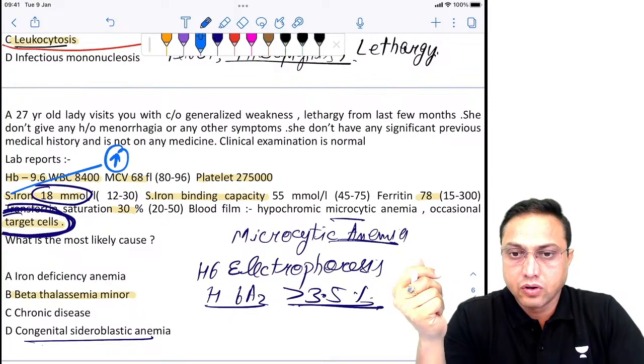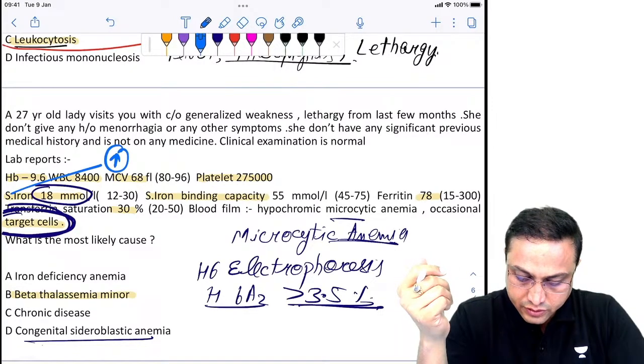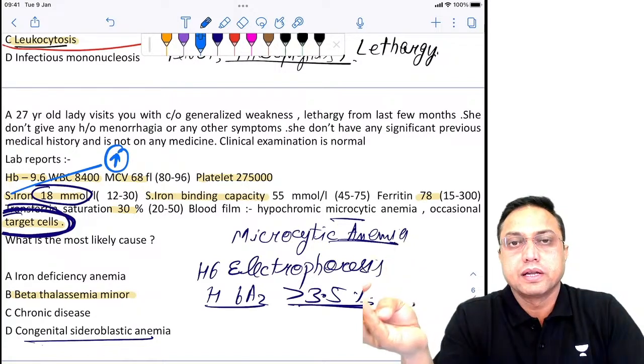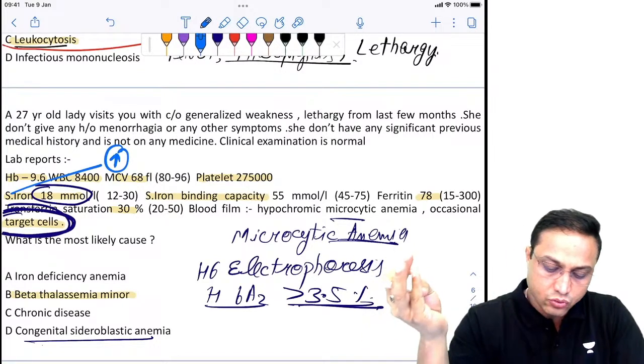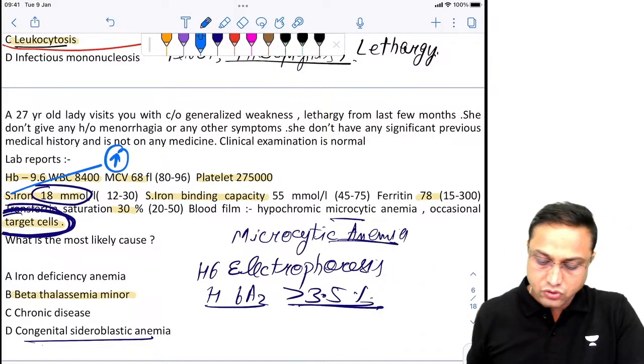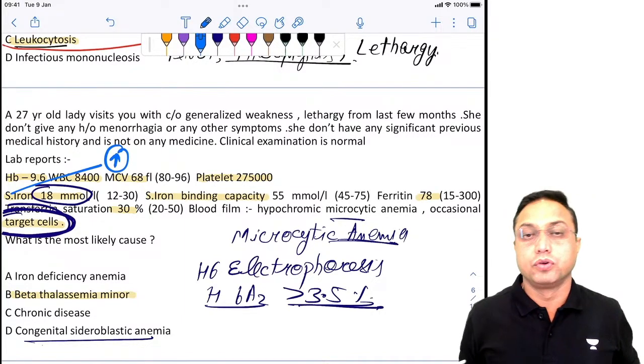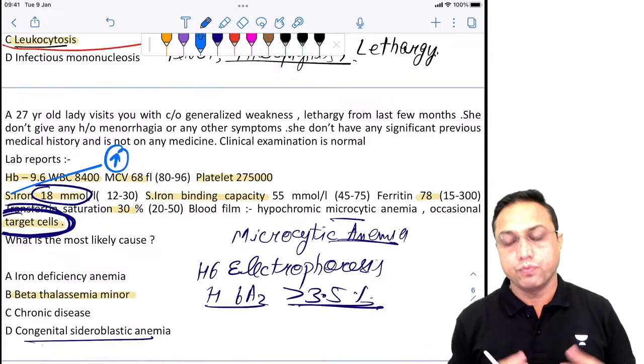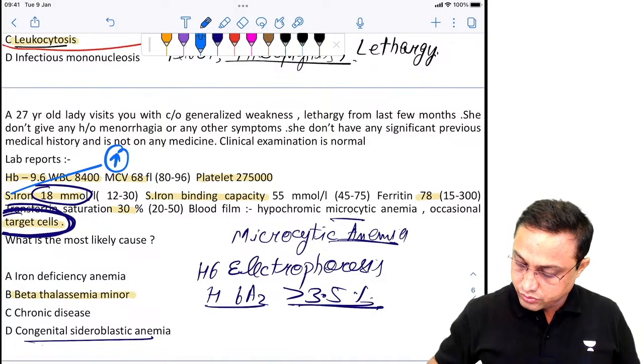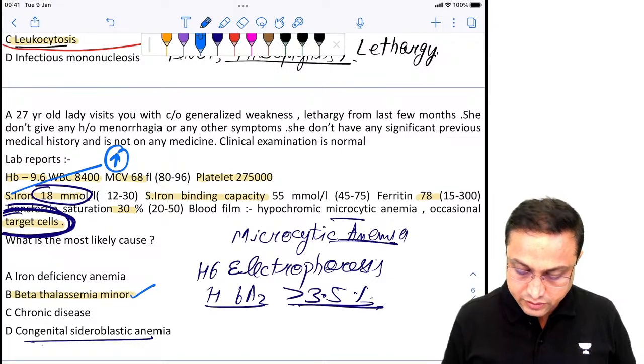Yes, Gayatri, I agree. All normal is seen in thalassemias. In thalassemias, you may find a normal serum iron, a normal total iron binding capacity, and the ferritin level is normal, right? So all these things are going to be normal. You can make the diagnosis only on electrophoresis. So the answer is going to be beta thalassemia.